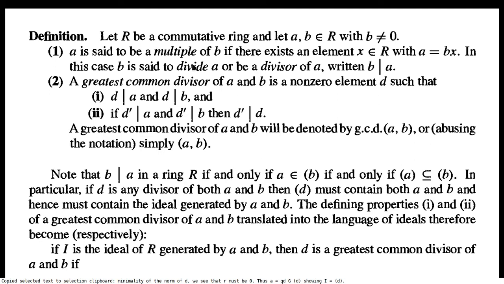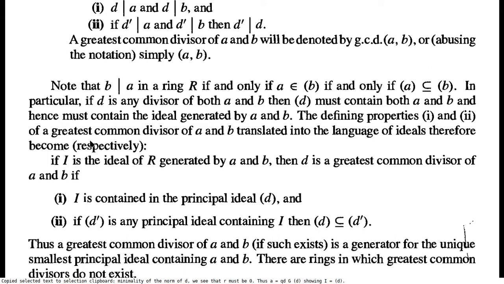So a GCD of A and B is going to be a non-zero element D such that D divides both A and B. And if there is something else that divides both A and B, then that something else has to divide D too. Right? So D is the greatest thing that divides both A and B. So yeah, that's the GCD.